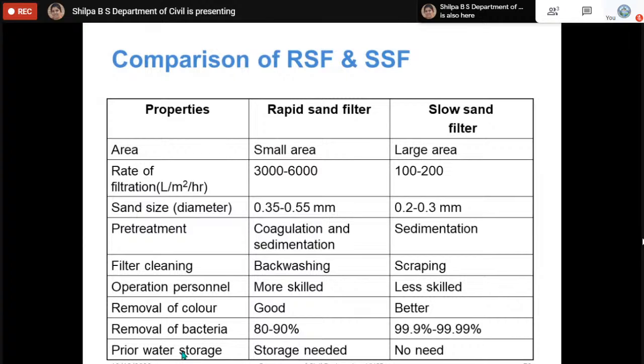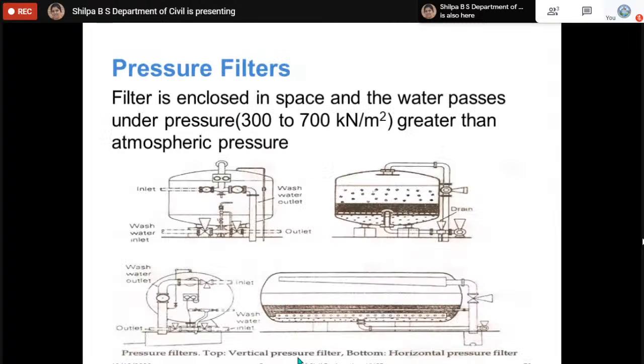Now let us compare the rapid sand filter and the slow sand filter. The important parameters are, first, the rate of filtration. Please keep it in mind. It is 3,000 to 6,000 for the rapid sand filter, whereas it is 100 to 200 for the slow sand filter. The sand size is 0.35 to 0.55, and here it is 0.2 to 0.3. And the most important, the bacterial removal efficiency: slow sand filter is high, about 99.9 to 99.99, whereas it is 80 to 90% in rapid sand filter.